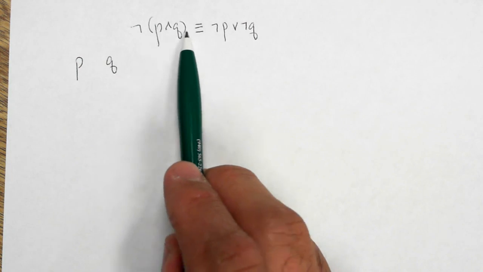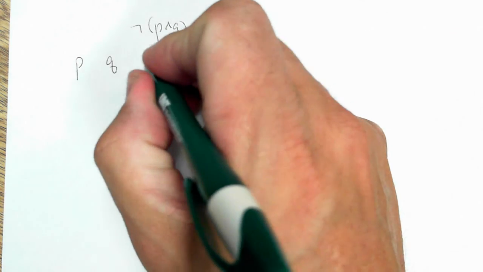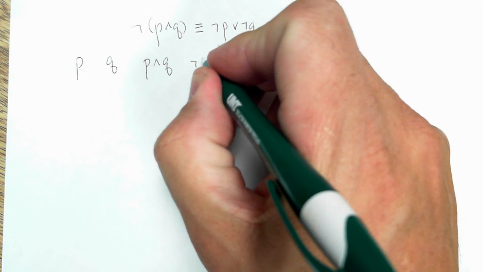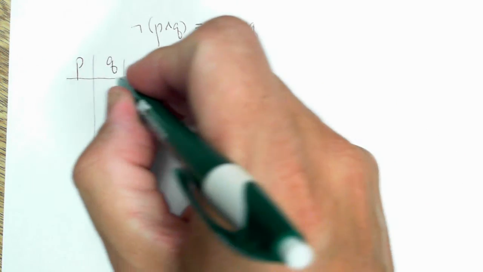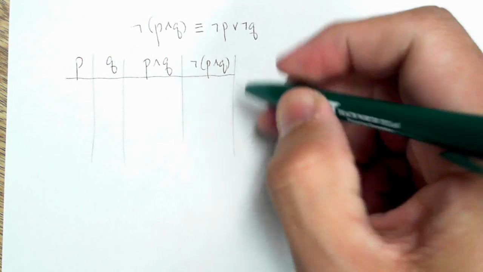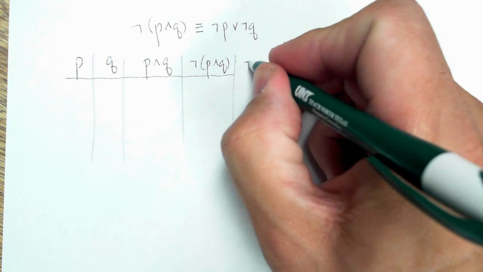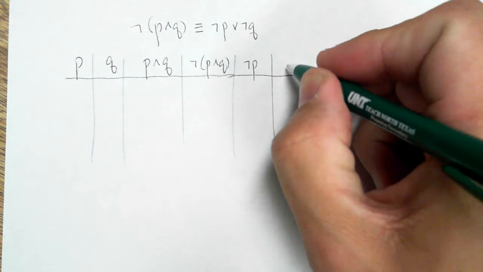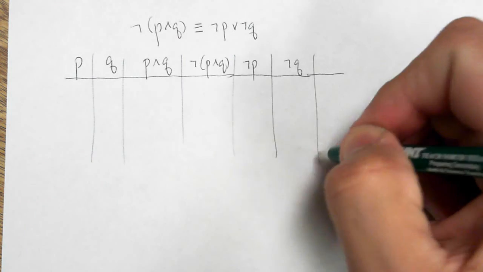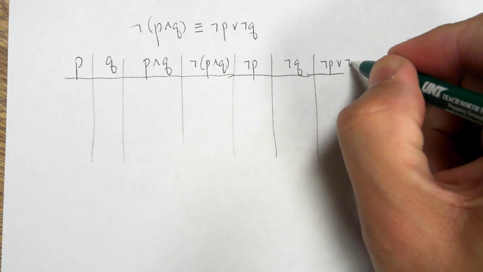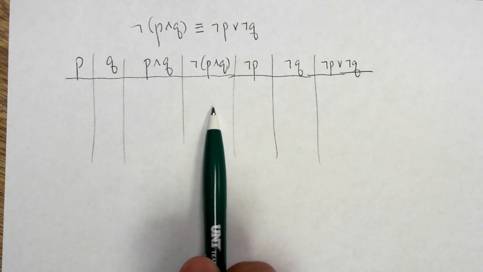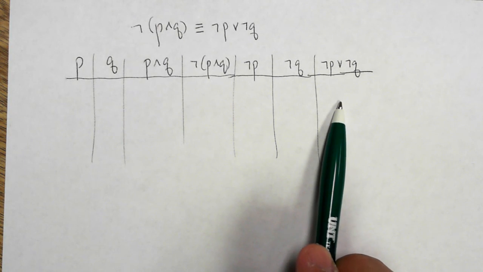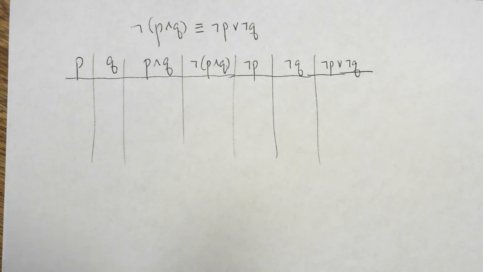So first we'll make the truth table for P and Q. And we'll work on the left side here. First we'll get P and Q, and then the negation of P and Q. That'll be the steps to get the left-hand side. Then on the right-hand side, we'll get not P, we'll get not Q, and then finally we'll get not P or not Q. And the objective will be to show that the entries in this column are the same as the entries in this column, and that will show that the two statements are equivalent.